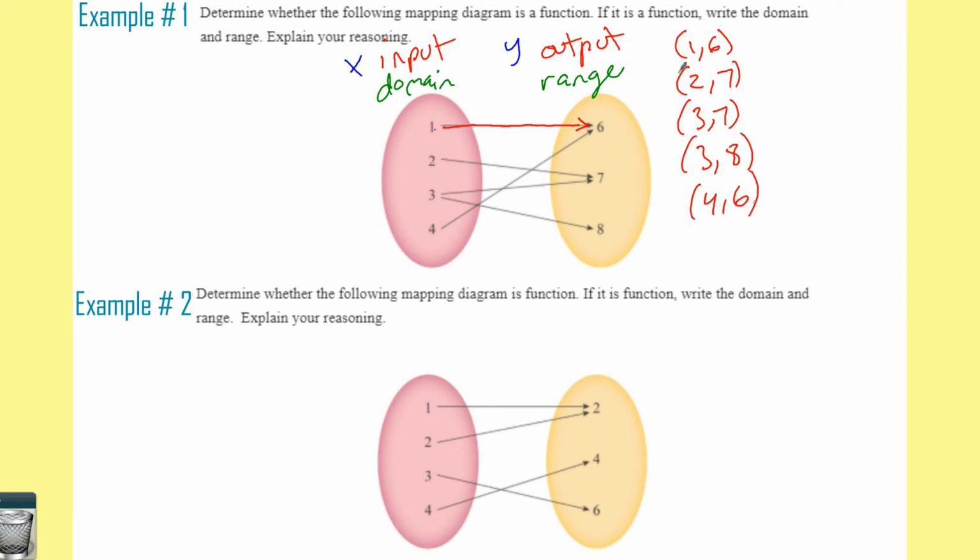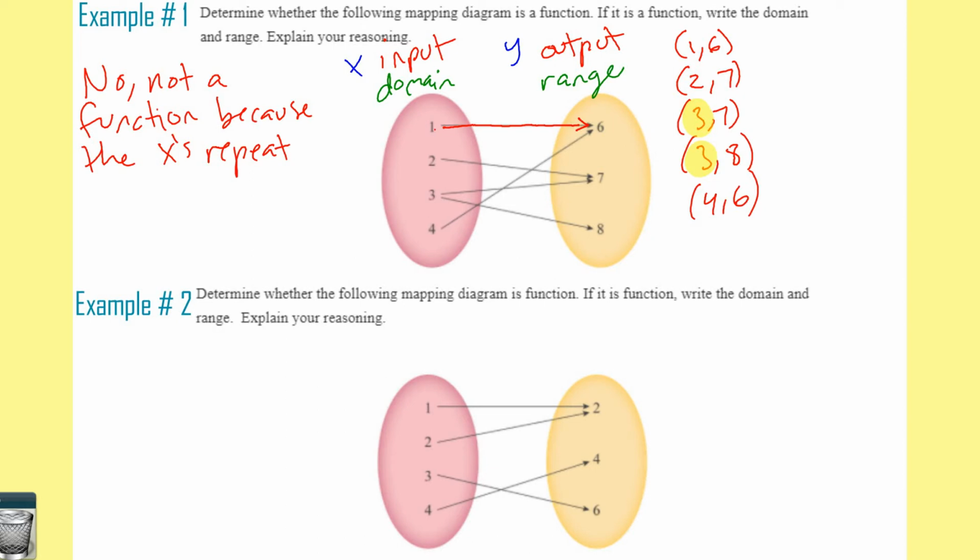Now that we've listed out our ordered pairs, maybe it's a lot easier to see that this is not a function because of our x's. So this is not a function. It says, if it is, write the domain and range, explain your reasoning. So we're going to say, no, it's not a function, because the x's repeat.